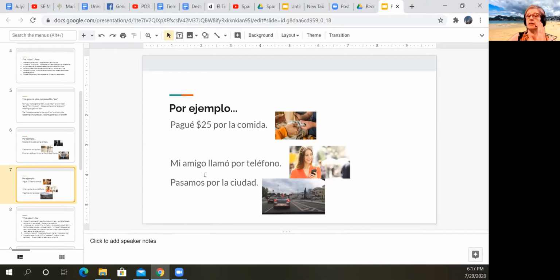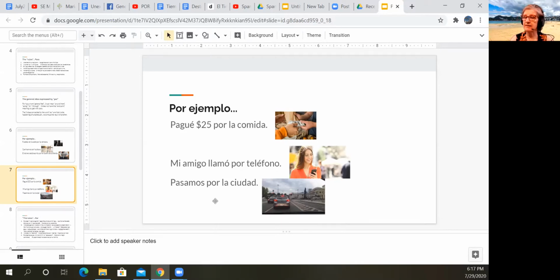Meaning, he didn't yell down the street. He didn't use Skype, FaceTime, Signal, WhatsApp, or email. Me llamó por teléfono. Called me on the phone. So por here is by means of, or via, a certain means of communication. Okay.